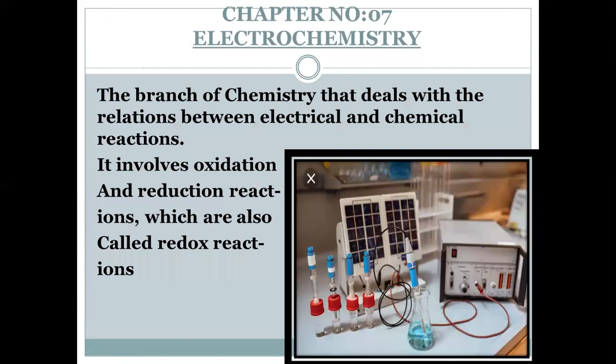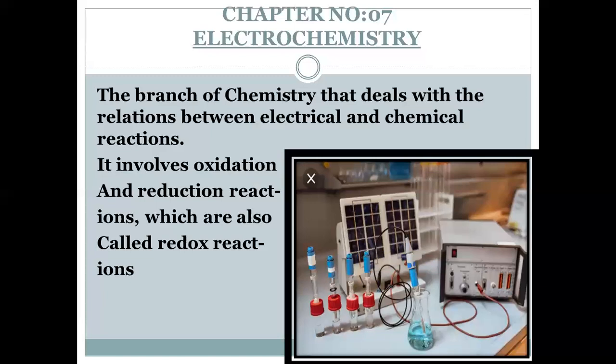Dear student, now we are going to start the next chapter, a very important and very conceptual chapter, chapter number 7. The name is electrochemistry. So let's start it by the name of Allah. Bismillahir Rahmanir Rahim.